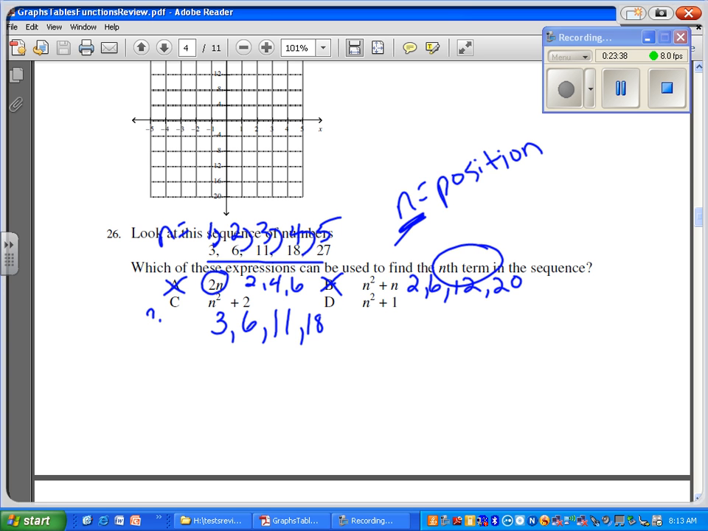All right, 1 squared is 1, plus 1 is 2. So already on the first one I know that D is not the answer. C is my expression. It's the only one. So when you have problems like this, just evaluate every answer choice. There's only going to be one answer choice that fulfills the needs for every term in that sequence.